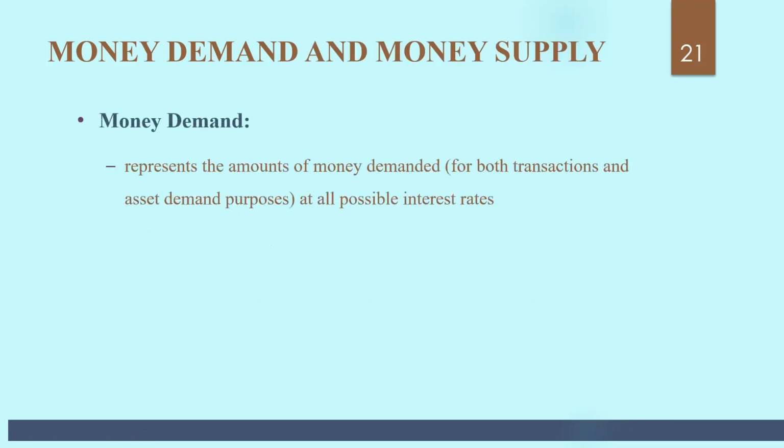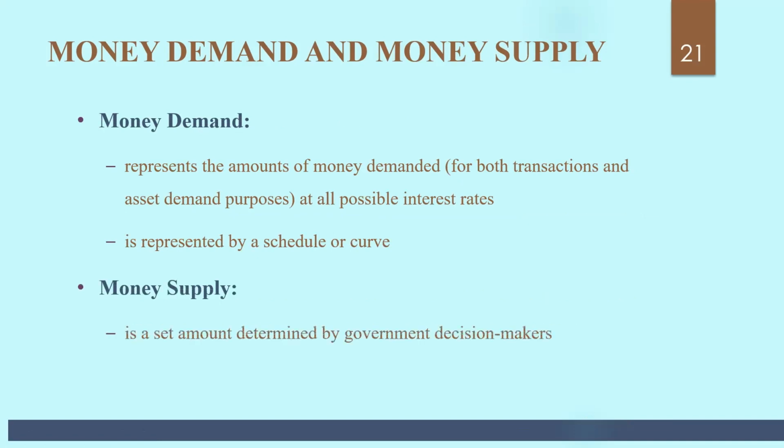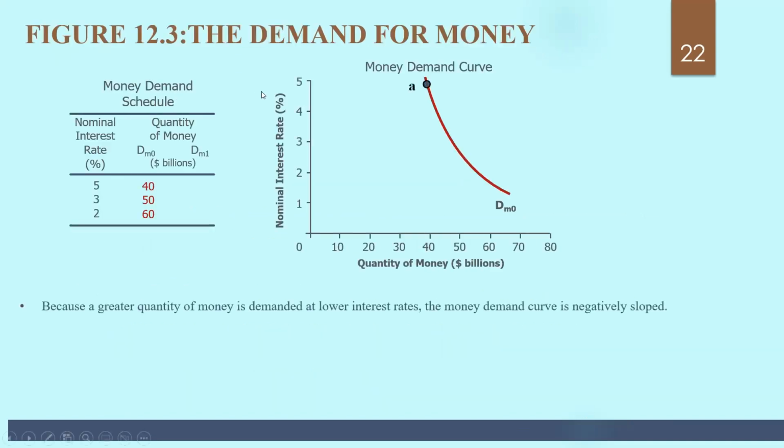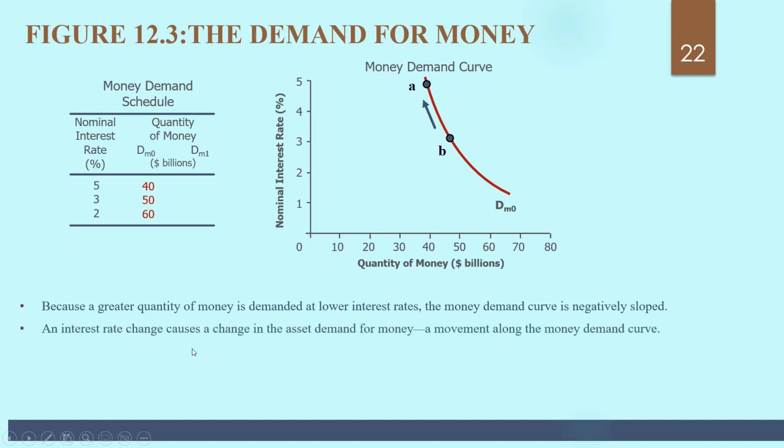So, money demand and money supply. Money demand represents the amounts of money demanded for both transactions and asset demand purposes at all possible interest rates. So it's provided with a curve or schedule. Money supply is a set amount determined by government decision makers. It's shown as a schedule or curve. In this case, demand is downward sloping like this, and there's a greater amount of money demanded at lower interest rates. As the interest rate changes, it causes a change in the asset demand for money, so it's a movement along the money demand curve.